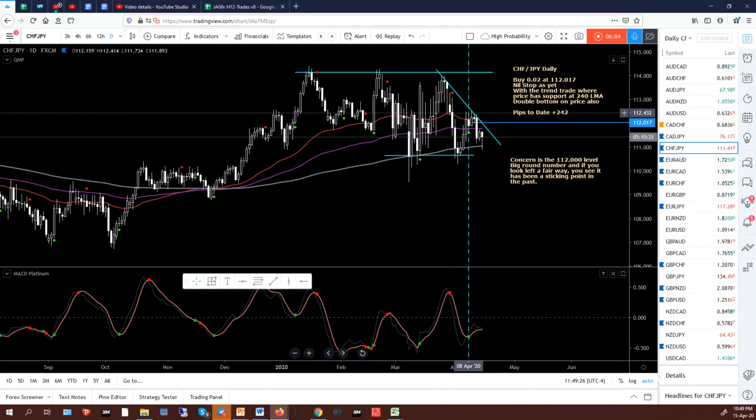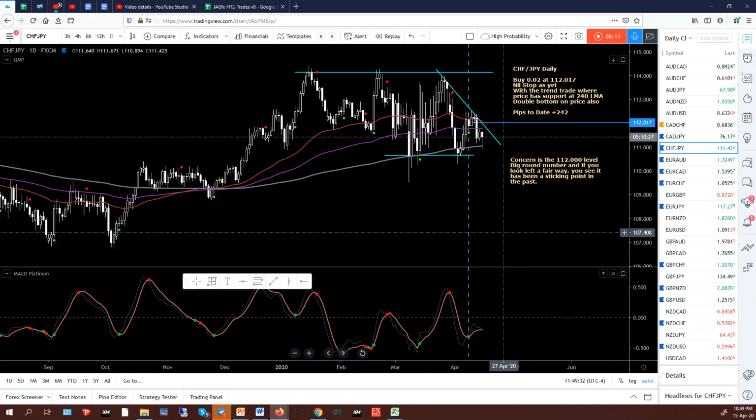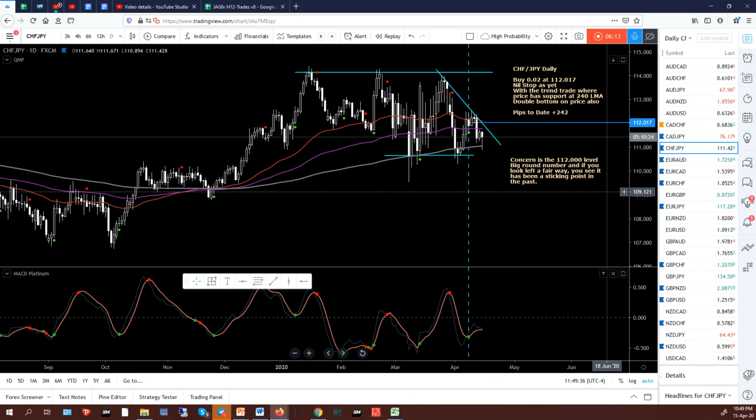I've drawn this trend line down here across the highs. If it breaks through the trend line, I might consider getting a second entry on there. The MACD platinum still below the zero level. You can read my notes. I'm going to rush through these pretty quick.